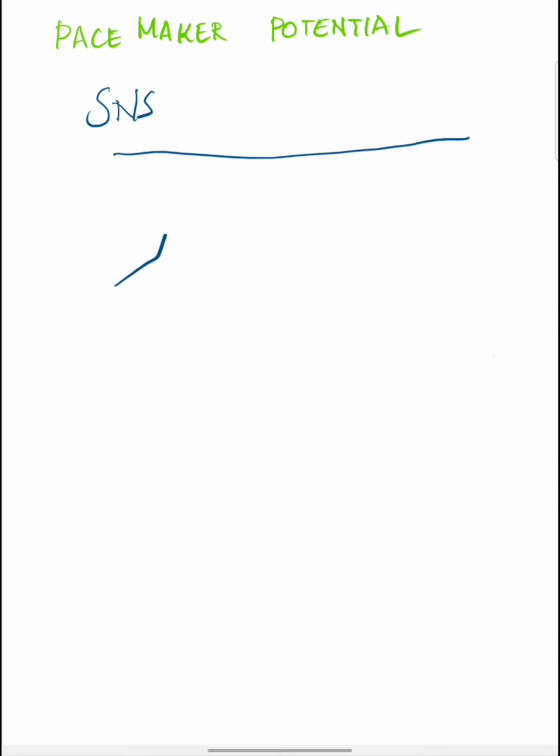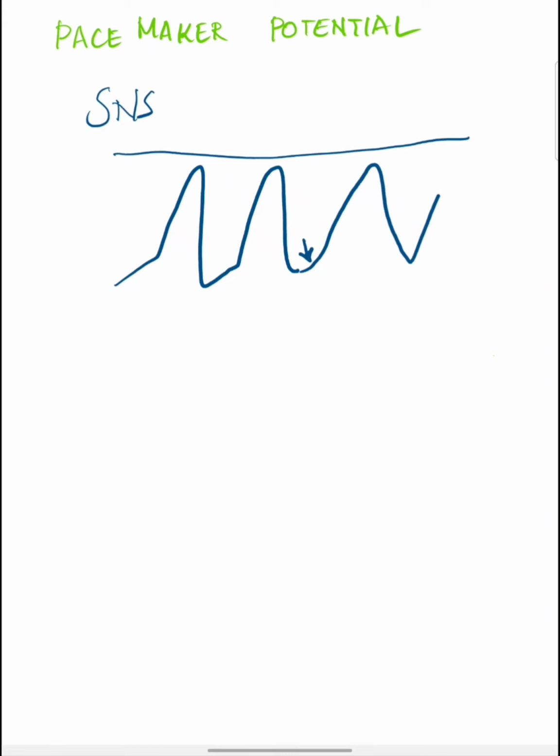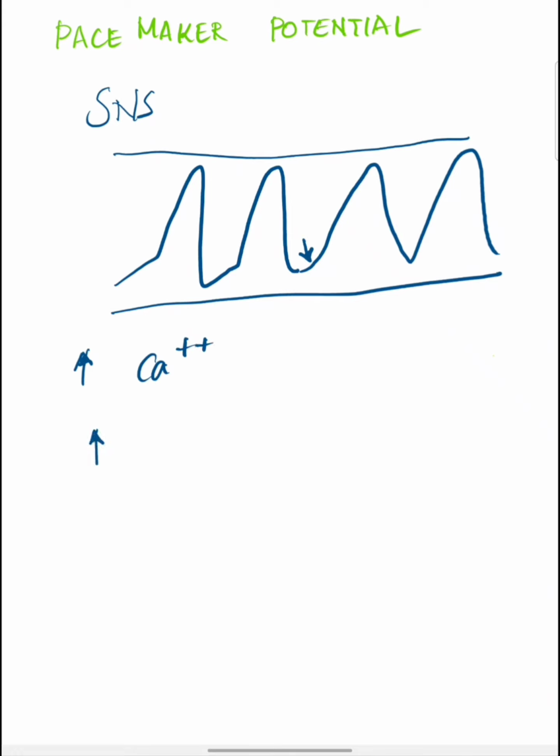So the normal wave is like this. On sympathetic stimulation, the slope increases. The slope of the pre-potential is increased, which means there is increased facilitation of opening of calcium channels, which reaches the firing level soon. The threshold is reached soon. So there is an increased heart rate on sympathetic stimulation.